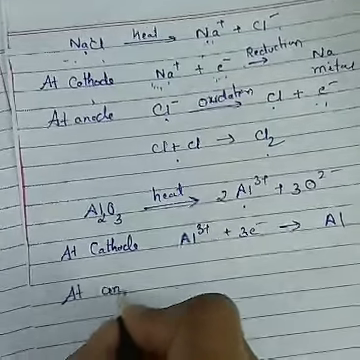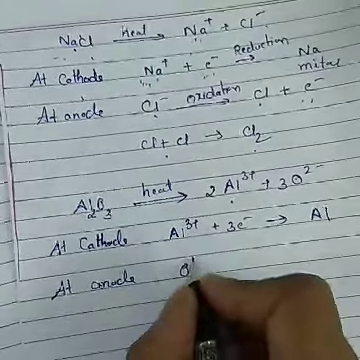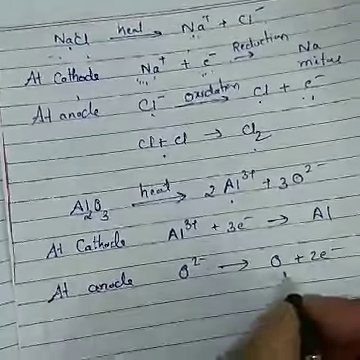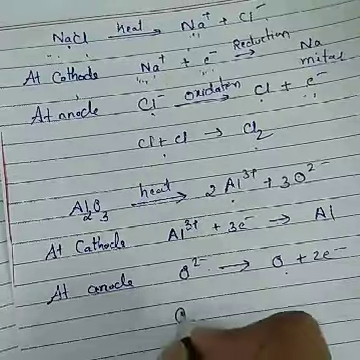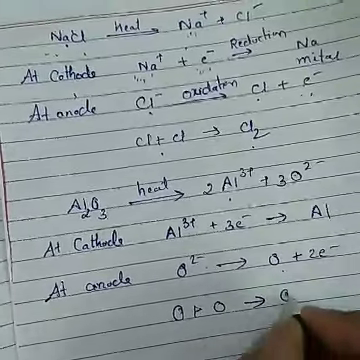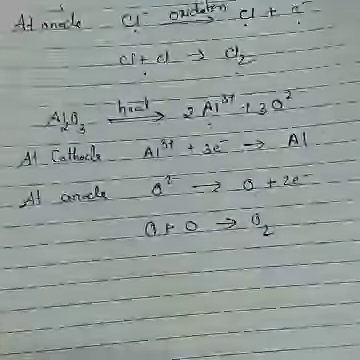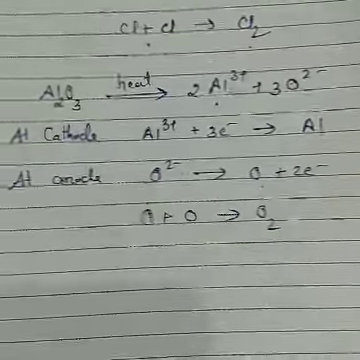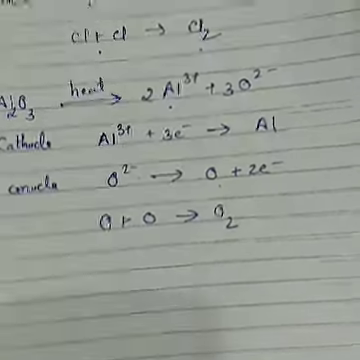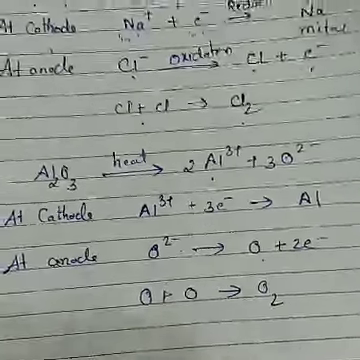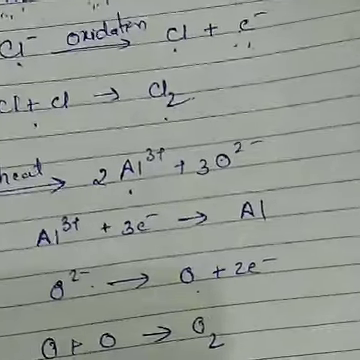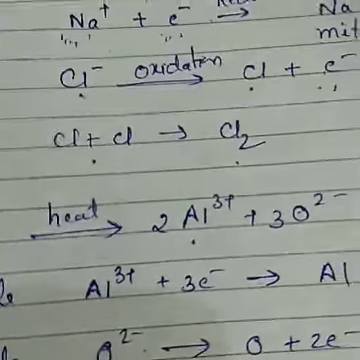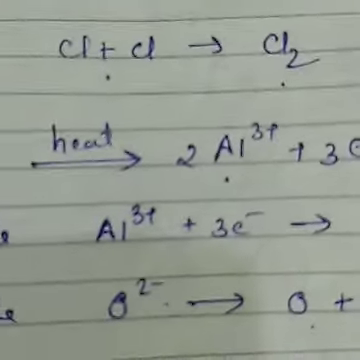At the anode, what will happen? The O2- will give 2 electrons and the oxygen will come out in the form of oxygen gas. In this way, the electrolysis of aluminium oxide is carried out, and this is the extraction of metals of high reactivity. After extraction, our last step is refining of the metal.